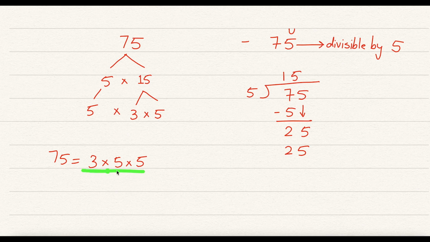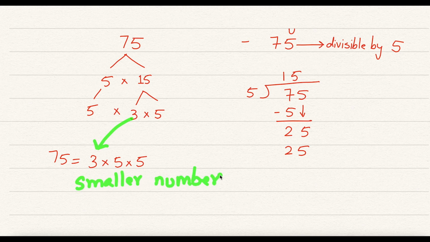Notice here that I have written the number 3 first and then the number 5. Why? Because it's a general practice to write the smaller number first. We write the smaller number and we go up to the larger number. This is the general practice.